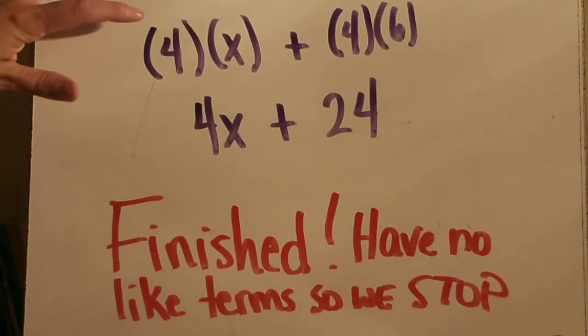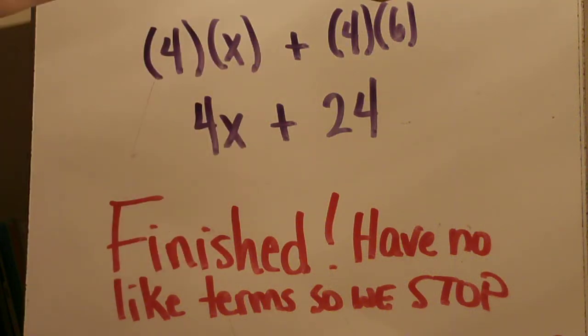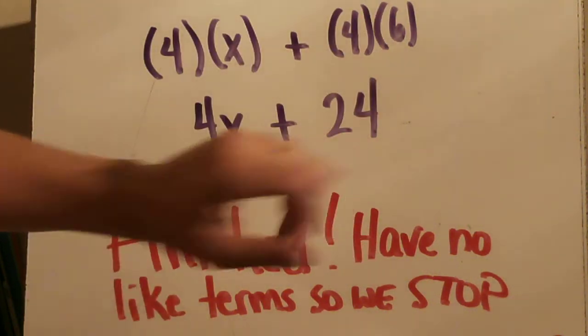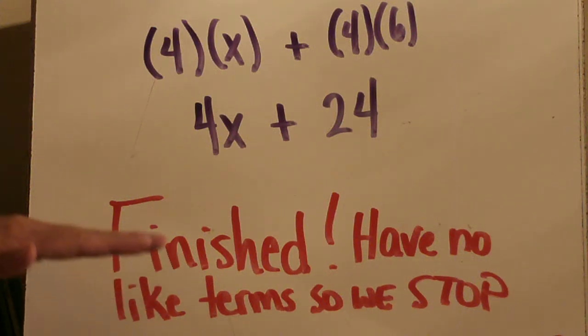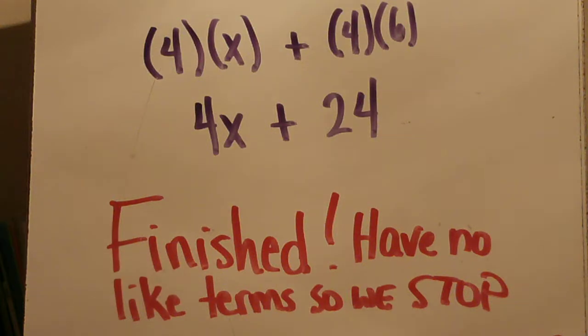So 4 times x is 4x. 4 times 6 is 24. At this point, we are finished. We have no like terms, so we stop. There is nothing else we can do with this expression. We have simplified it as far as we can to get 4x plus 24. Let's look at another example.